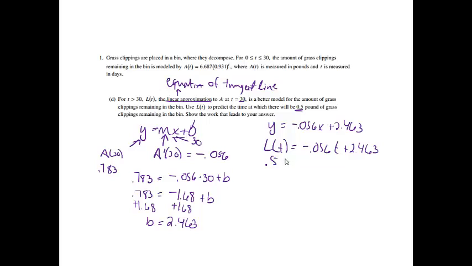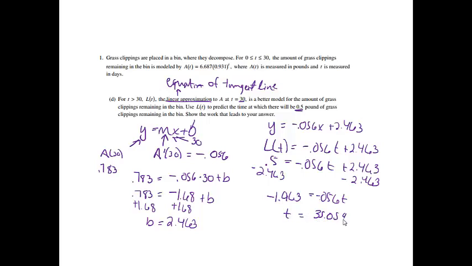So I'll just set 0.5 equal to negative 0.056t plus 2.463. I will subtract 2.463 from both sides. And when I do that, I'll get negative 1.963 is equal to negative 0.056t. And then if I divide both sides by negative 0.056, I should get 35.054 days. All right, this problem was worth 4 points.